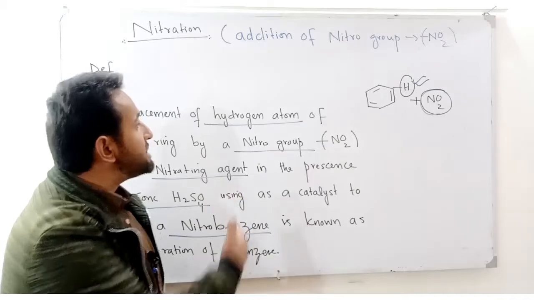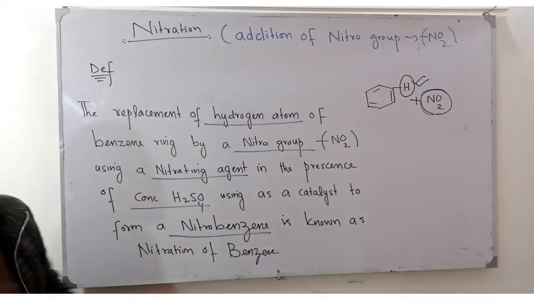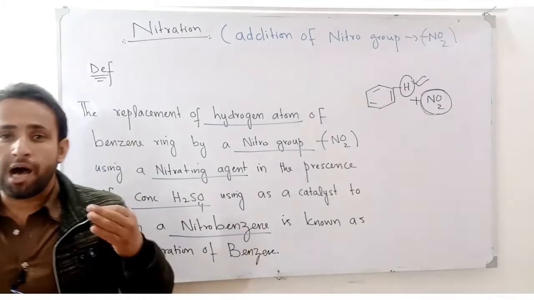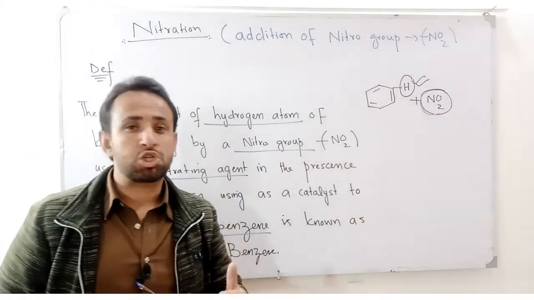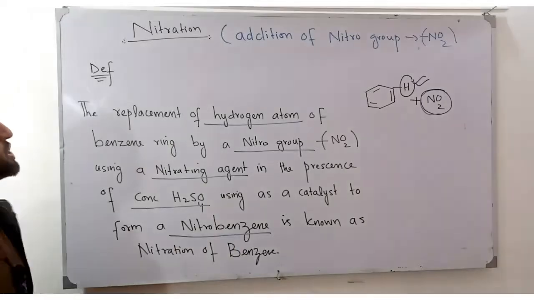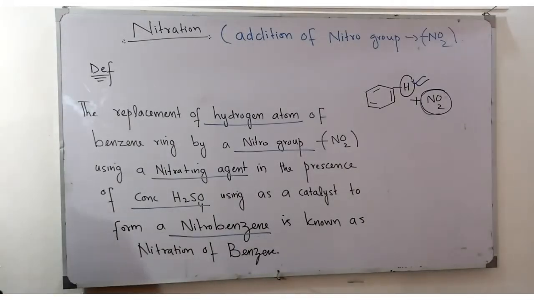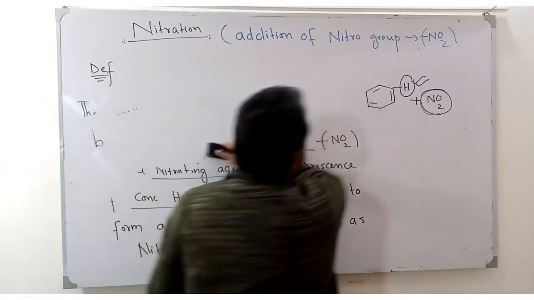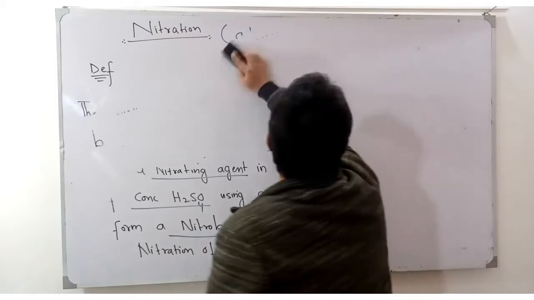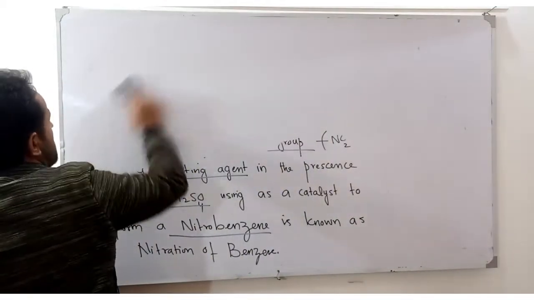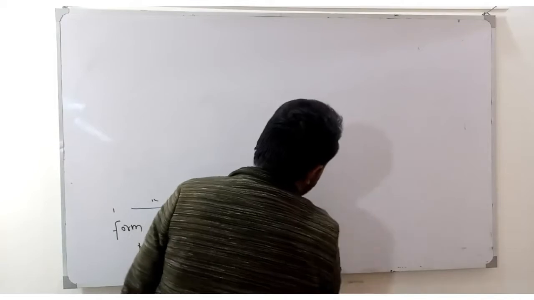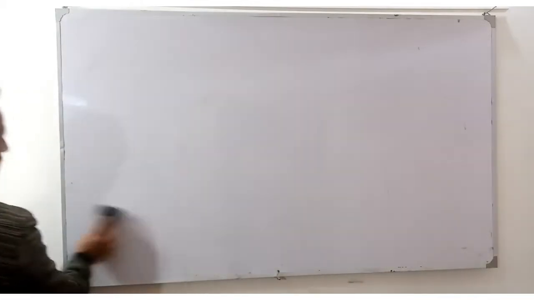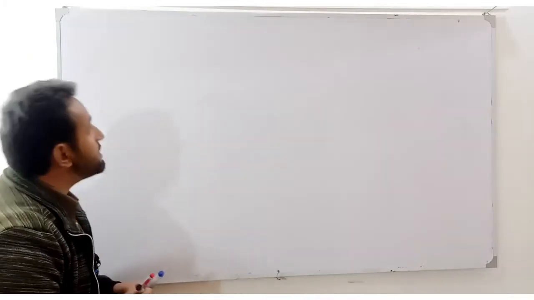I will write the general equation of the nitration. Through a general example, we will understand each and everything related to the nitration. So please note the definition of nitration. Take the screenshot of this definition. Now we will discuss the general reaction of nitration. This is a very easy topic. You do not have to worry about this topic. So let's start our general reactions.